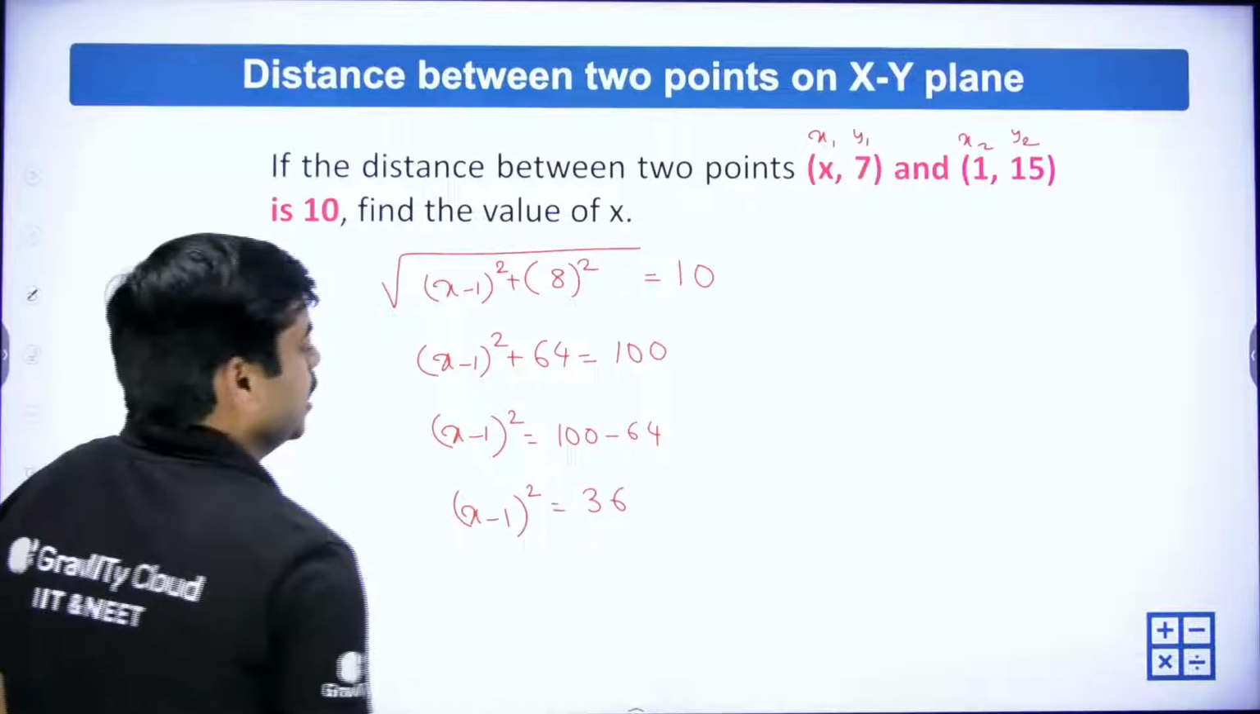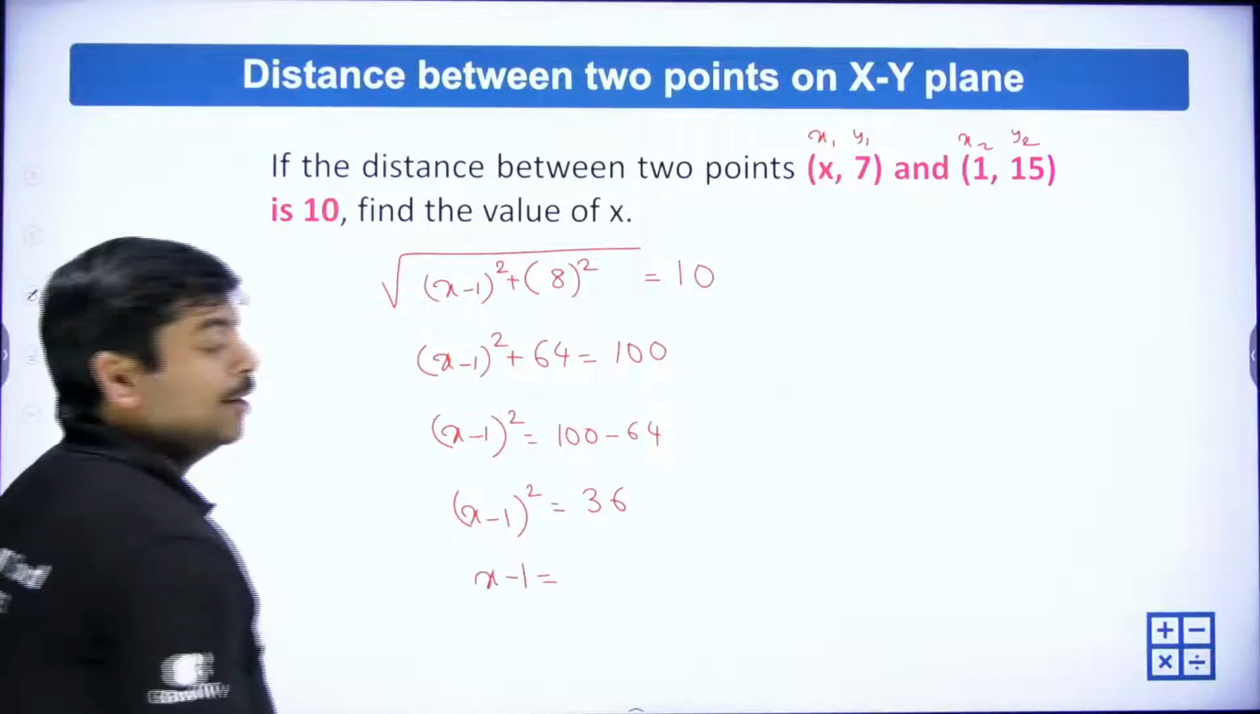So (x minus 1) whole square is equal to 36. When you remove the square, you get plus or minus. So x minus 1 is equal to plus or minus root 36, which is plus or minus 6. So x is equal to plus or minus 6 plus 1, so x equals 6 plus 1 and minus 6 plus 1. x is equal to 7 and minus 5. That is how you can find the value of x.